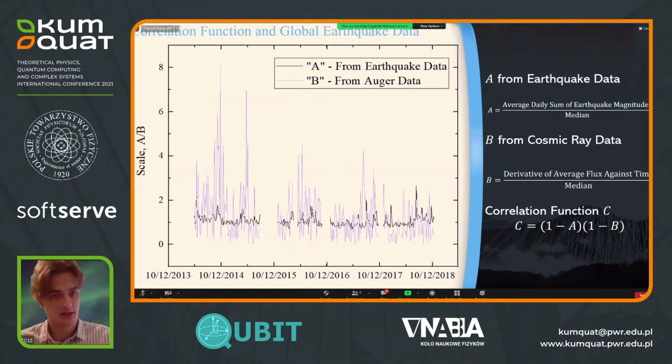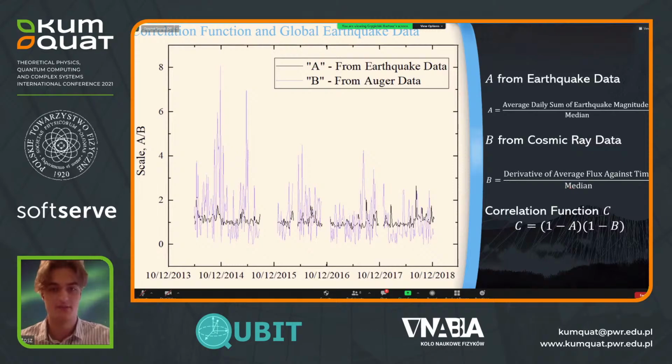And we came up with the correlation function, where we mapped the earthquake data and averaged it and divided by the median. Averaged because the data is gathered in 5-day intervals, and they were averaged, but overall they were divided by their median, so that half of it is below 1 and half of it is over 1, which will come in handy in this correlation function. We did the same for the cosmic ray data, but we measured the derivative because we're interested in the change in the flux, not in the signal itself.